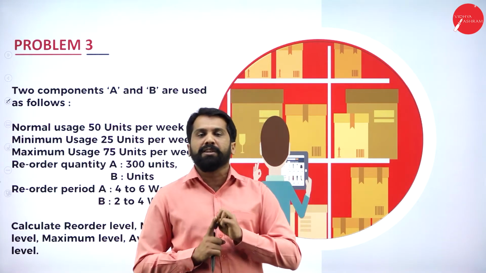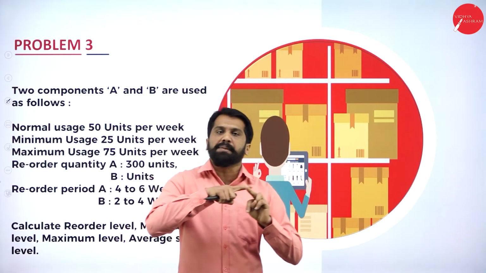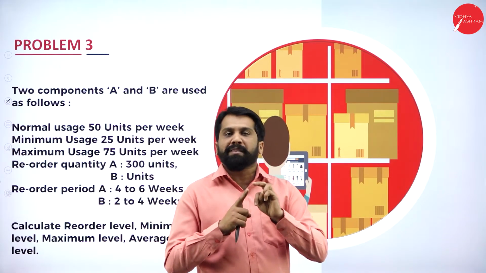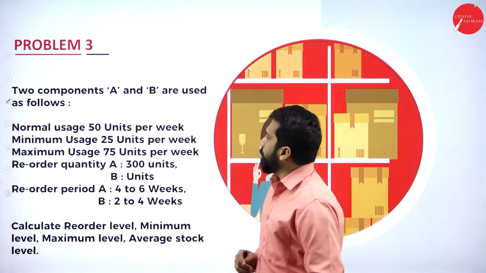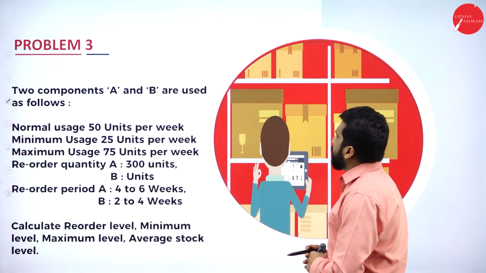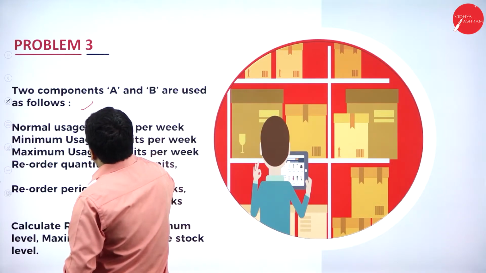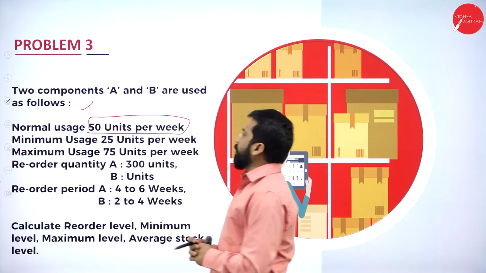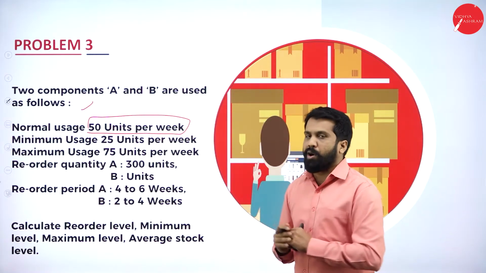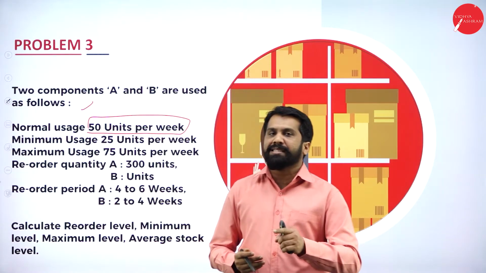Just assume that you have 2 departments, Department A and Department B. Department A and B you are supposed to do separately. Now, 2 components A and B are used as follows. Normal usage is 50 units per week. What is the normal usage? These are common. Normal usage applies for A as well as B.